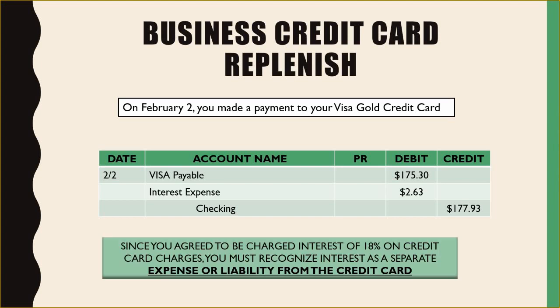This is where you're going to be establishing your interest expense account. Because again, we talked about it. It's a separate cost that you have to pay the credit card company for borrowing this amount. And since you borrowed $175, you had to pay an extra $2.63 for interest because that's what you agreed to. Okay? So that's what you have to record when you make a payment.